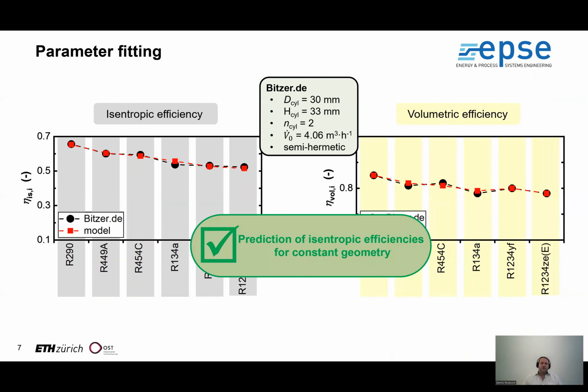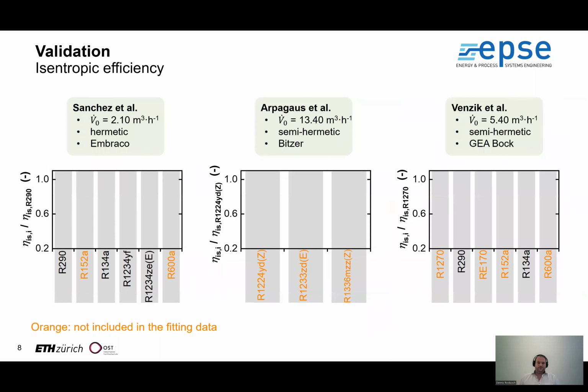So the model is able to predict the isentropic efficiencies or the differences for different fluids for a constant geometry. If you now think predicting the fitting data isn't a challenge, we totally agree, and that is why we applied the model to different data sets without refitting the parameters. So we used the parameters gotten from this fitting procedure.